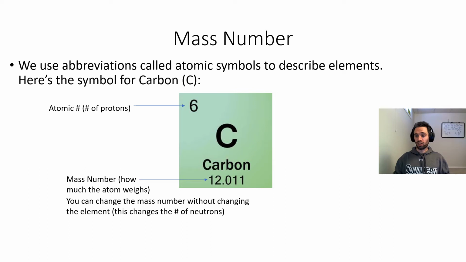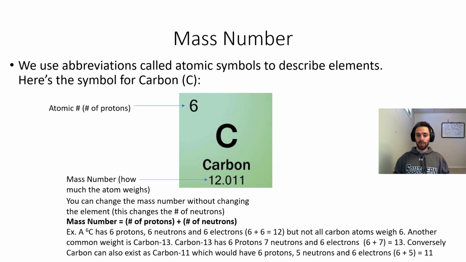However, we said before that we could not change the atomic number or the number of protons, as this does change the identity of that element. But changing the mass number does not change the element, it just changes the number of neutrons. Here's the formula: mass number is equal to the number of protons plus the number of neutrons. This formula will be useful when I ask you to do some homework questions in the next few slides.